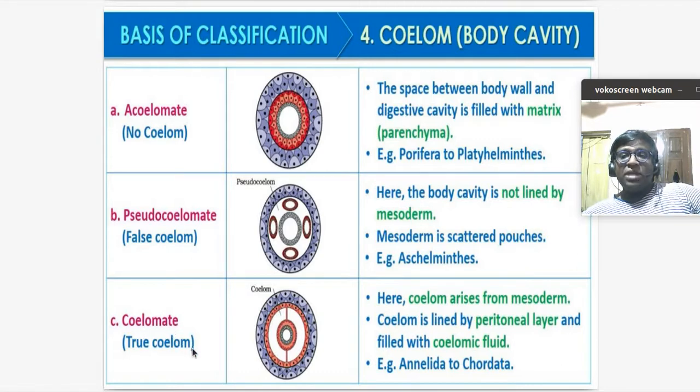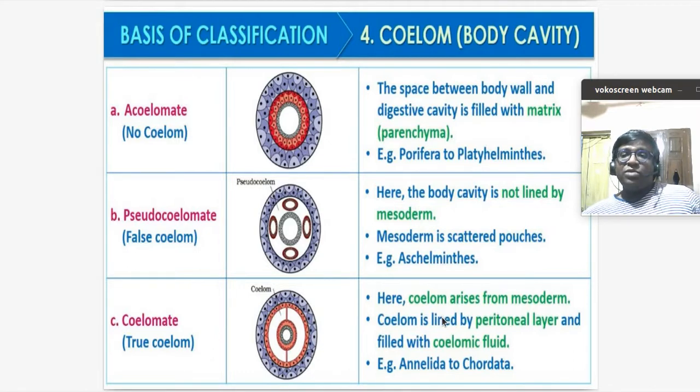Then in case of coelomate, which has true coelom, you notice that the coelomic cavity is lined by this pink layer, which is nothing but mesoderm. So the coelom is lined by the mesoderm. We call such a body cavity which is lined by mesoderm a true coelom, and the animals are called coelomate animals. And the coelom is filled by coelomic fluid. From Annelida to Chordata, all of them are coelomates. From phylum Annelida to phylum Chordata, all of them are coelomates.